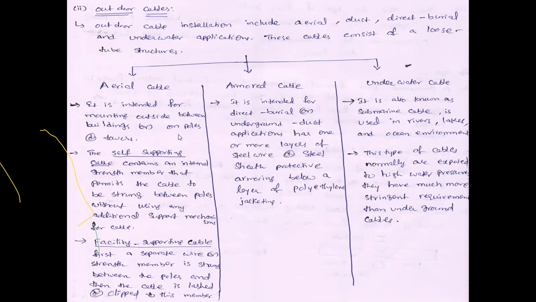Next, the third one is underwater cable. It is also known as submarine cable. It is used in rivers, lakes, and ocean environments. The connection between two countries, like that. This type of cable is normally exposed to high water pressure, and it has much more strengthening requirement than underground cable. For underground cable, there are no problems. But when we go for underwater cable, we give more protection because they are used in oceans and rivers. Right, these are the three types of outdoor cables.